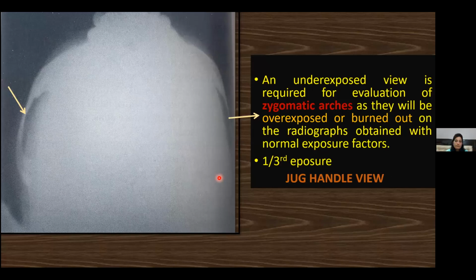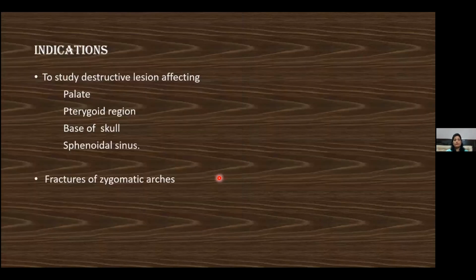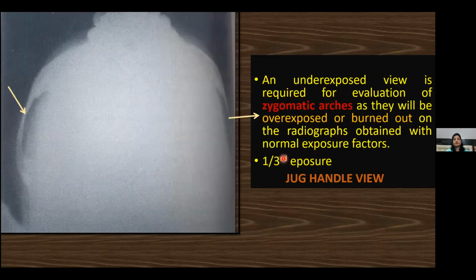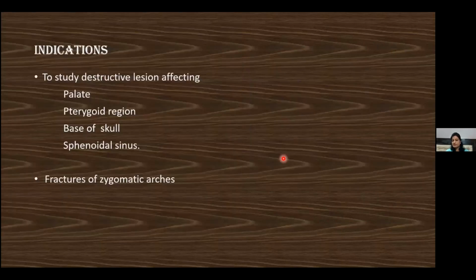The main indication is fractures of the zygomatic arch. Now the indications of submental vertex. I've told you it is a base of skull projection, so the base of skull is visualized. S for submental vertex, S for skull, S for sphenoidal sinuses, and P. Two Ps you have to remember: palate and pterygoid region. I showed you a picture in which the palate was. Can you see the palatal area? So palate, pterygoid, skull base, and here I can see sphenoidal sinuses. And fractures of the zygomatic arch is for the jug handle view.